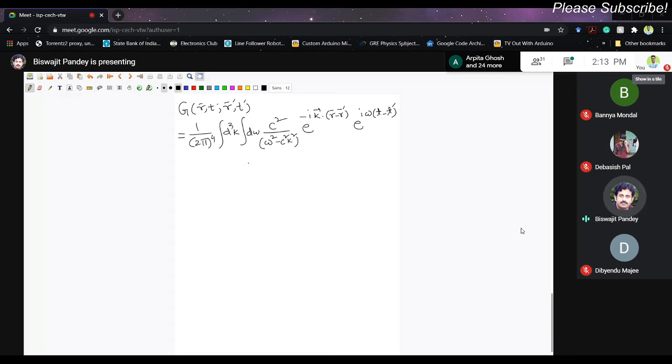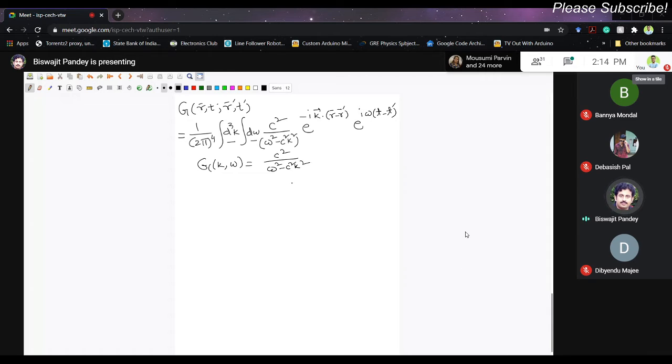So we have two integrals, one on k, one on omega. The k integral contains k dot (r minus r prime), and k appears there, of course, so it is convenient to do the time part first, because that involves omega. You can see that this omega integral, because of this function c square by omega square minus c square k square, the g_k omega, what are the limits if I integrate omega from minus infinity to plus infinity? We have g_k omega, which is c square over omega square minus c square k square.